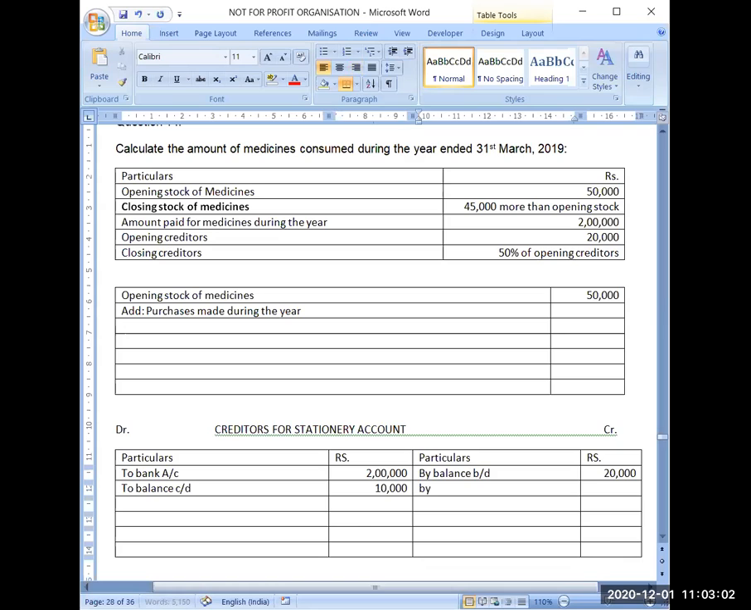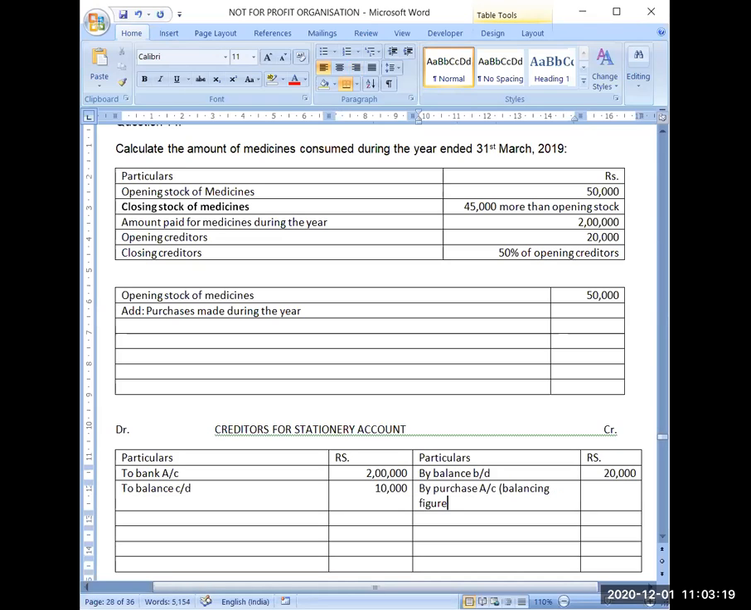So these are all the basic entries which you have done in your 11th syllabus. So here the entry will be by purchase account, balancing figure. This you have calculated with your calculations, so that you have to mention here in the working note. So the total will be 2,10,000.